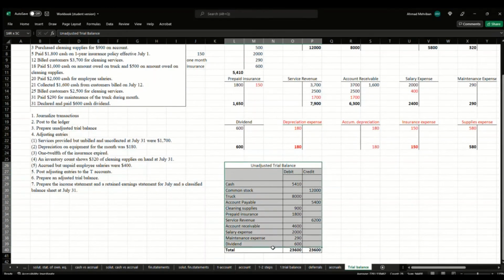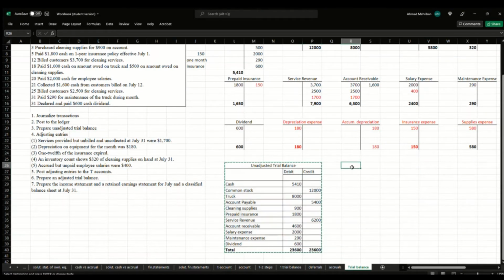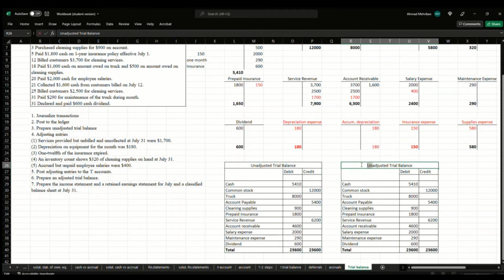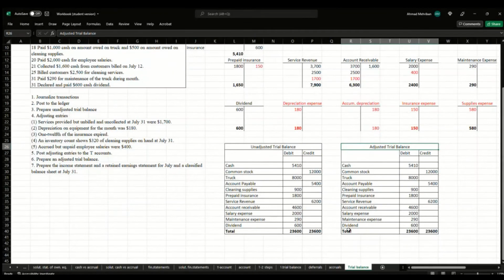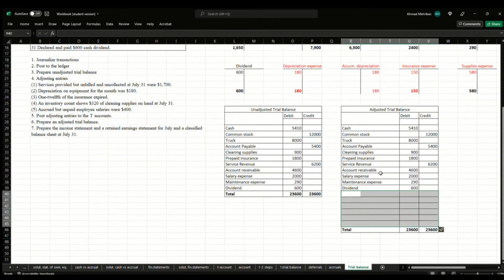Now, I'm not removing it, I want to keep it. We will prepare the adjusted trial balance. We will have several more new entries here, so I'll just insert them right away. Okay.